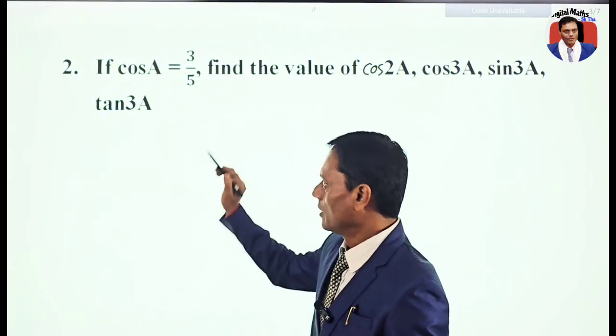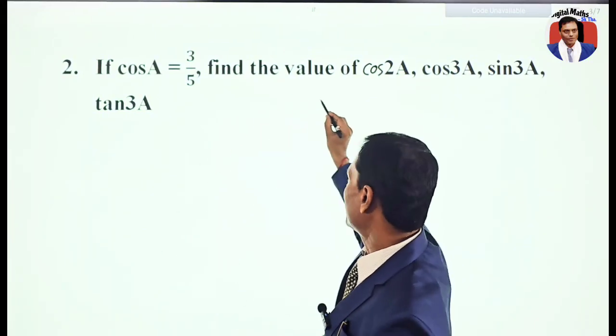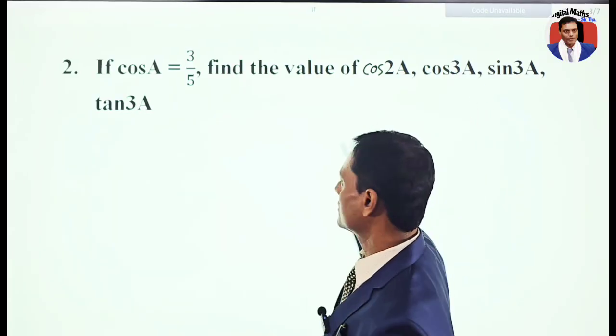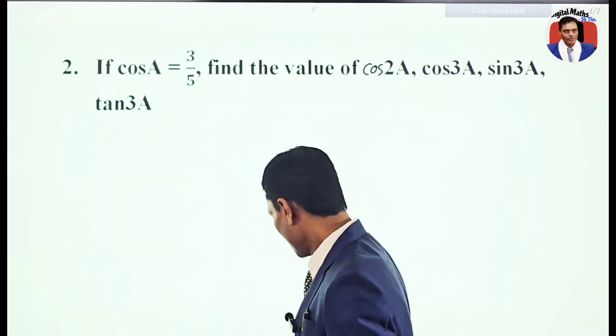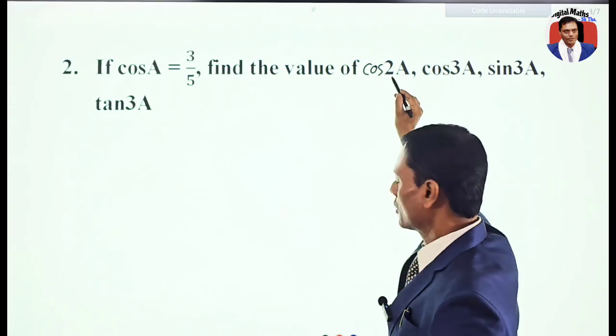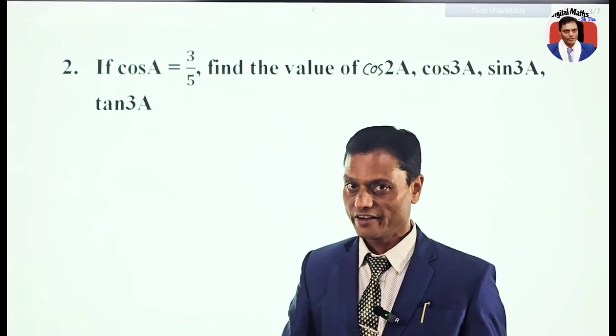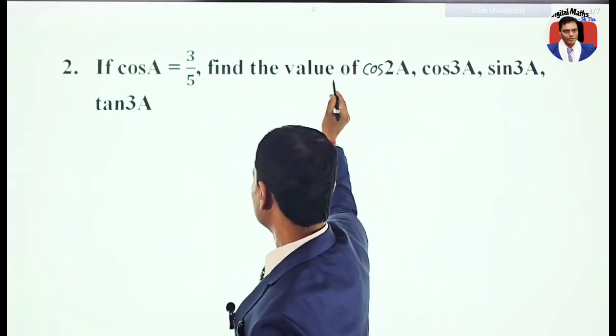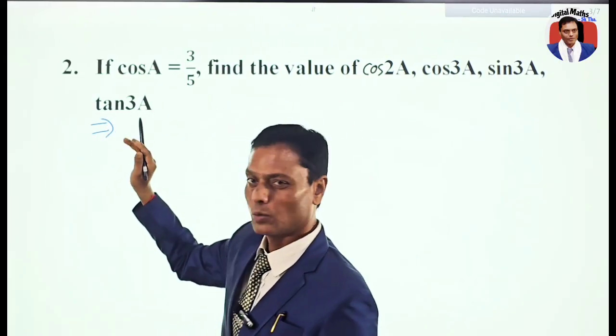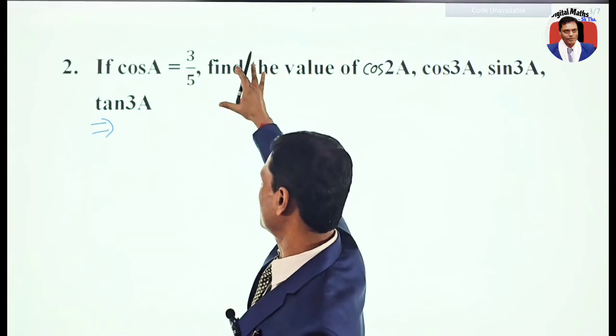Second question we have: if cos a equals 3 by 5, find the value of cos 2a, cos 3a, sin 3a, and tan 3a. So how to do this question? We know that cos 2a depends on cos a itself, isn't it? So no need to find the value of sin a here. So we can directly write the formula of cos 2a, right? First of all, you have to write that we have cos a equals this much.